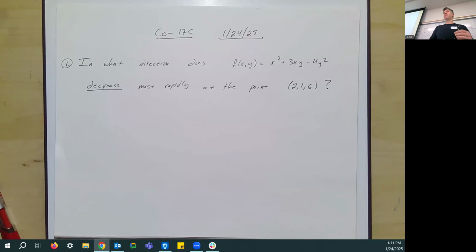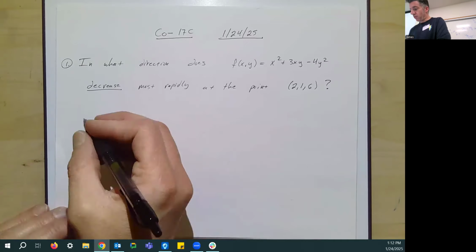I'll point out that if you're on a slope, I always imagine a hill. If I want to find the direction that it's increasing most rapidly, I'm trying to go up the hill as steeply as possible. And if I'm trying to find the direction that's decreasing most rapidly, I'm going to turn around and go the opposite direction, down as steeply as possible. So really all I'm trying to do here is find the opposite direction that the gradient points in. That's all we're going to do.